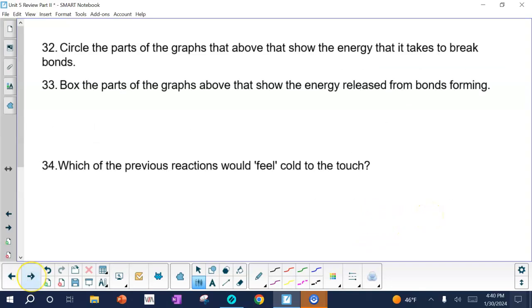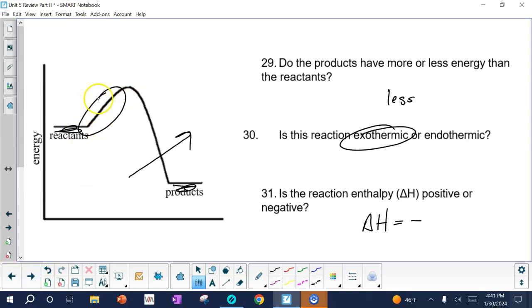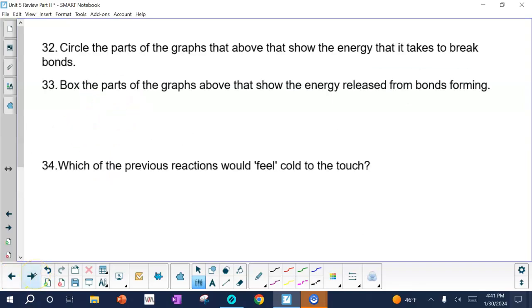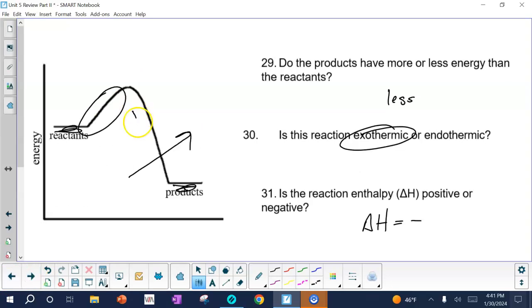The last part said circle the parts of the graphs above that show the energy that it takes to break bonds. That's going to be this portion on this graph, and this portion on this graph. It says put a box around the part where energy is released when forming bonds. It's probably going to be this part here and this part here. So there is the releasing of energy.